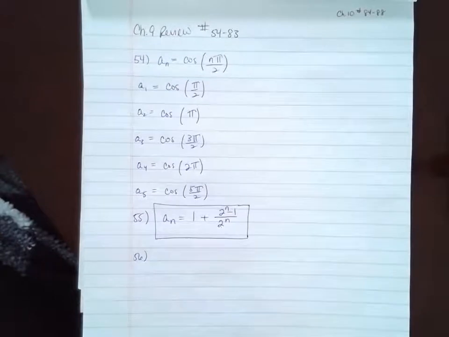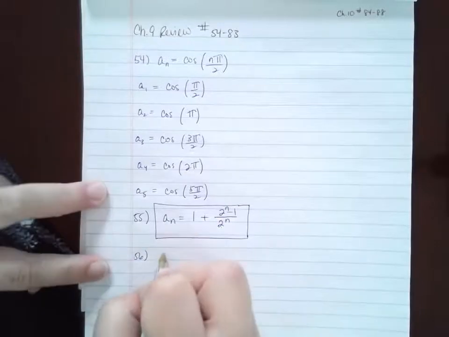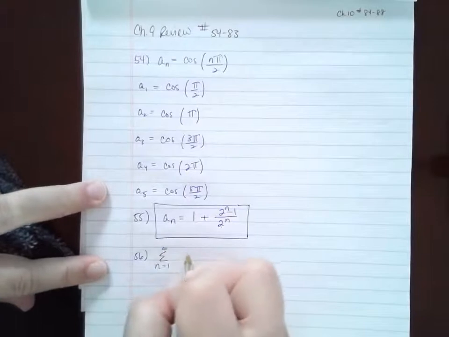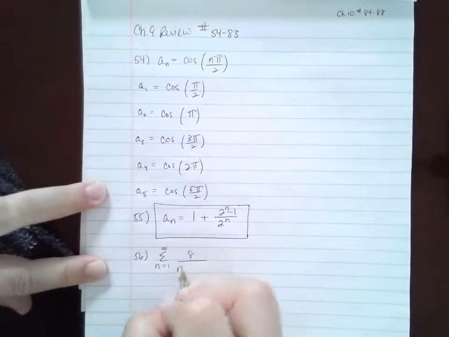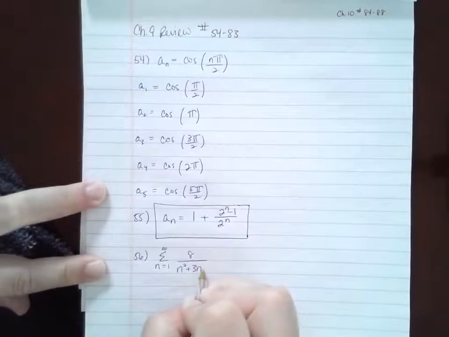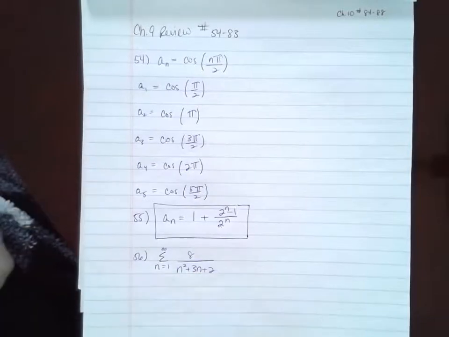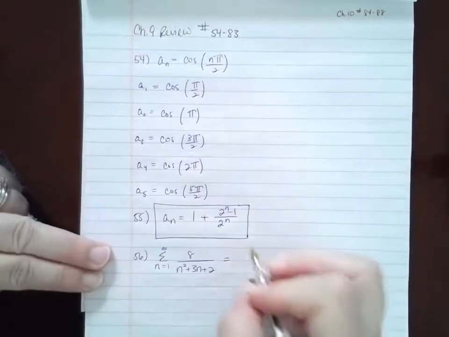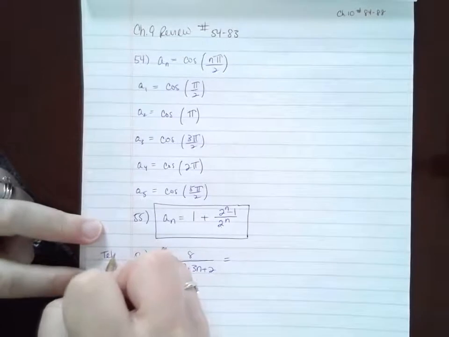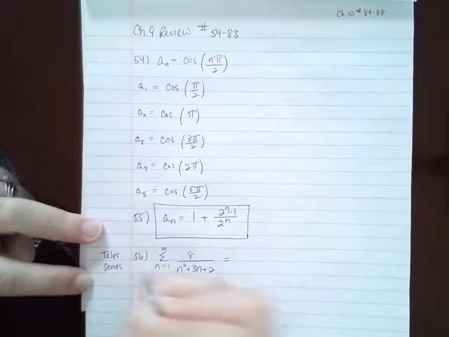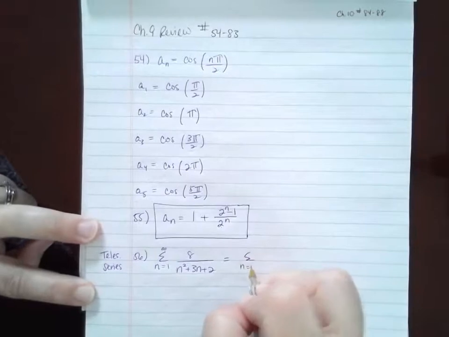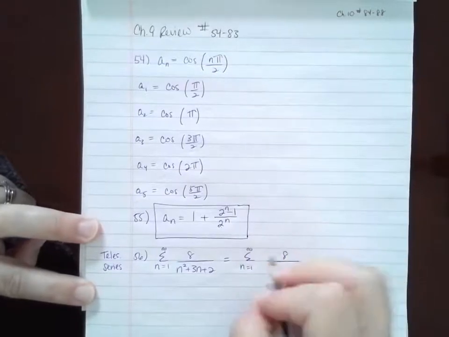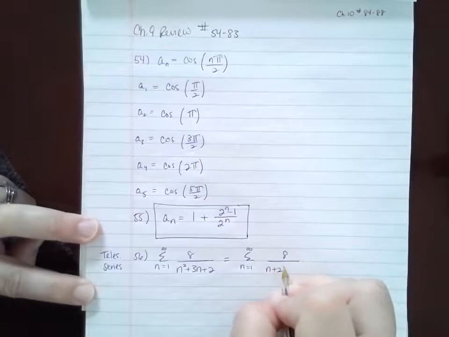56. Determine the convergence of the following series. So at first glance, when I look at this series, I see a quadratic denominator, and it's a factorable quadratic denominator, which means that this is going to be a telescoping series. It's n plus 2 and n plus 1.